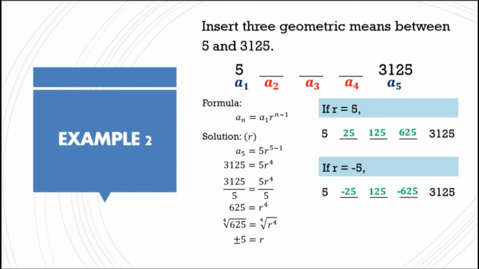Therefore, the three geometric means between 5 and 3,125, if r is negative 5, are negative 25, positive 125, and negative 625. And that's how we solve the geometric means. If we are only looking for one, we can use the formula m squared equals a multiplied to b. But if we are asked to find two or more geometric means, we need to solve for the value of r first to get the unknown terms.